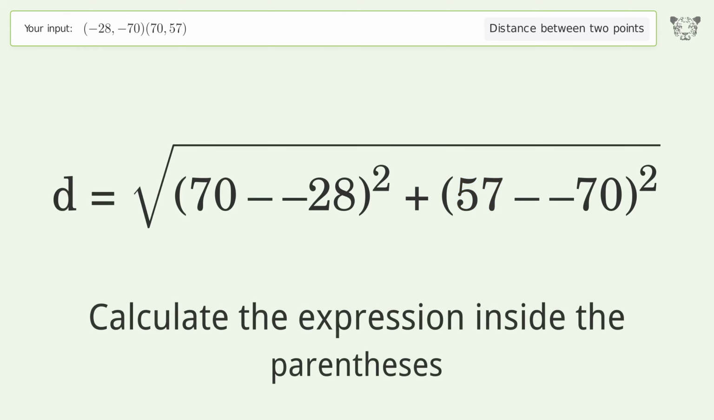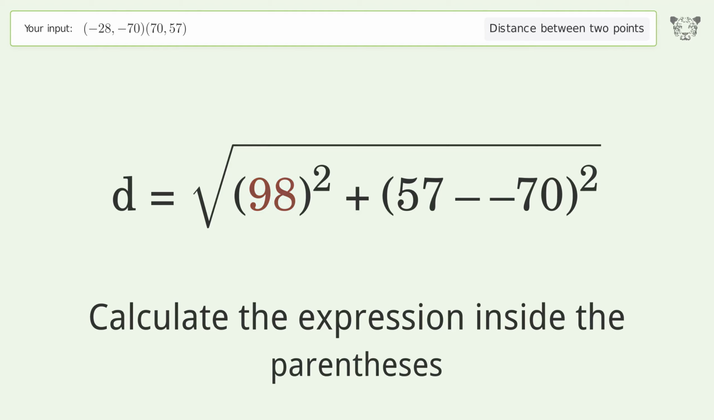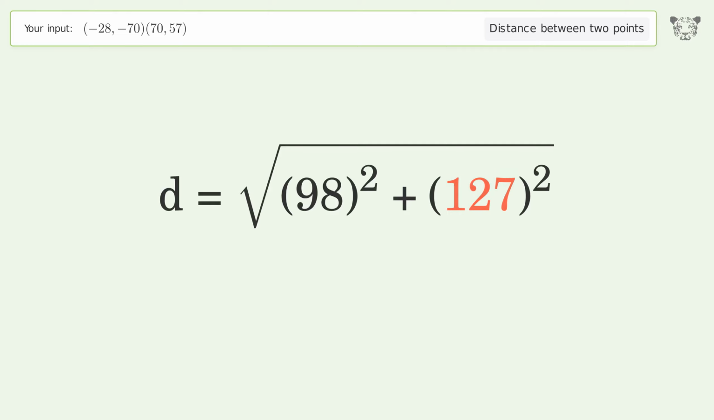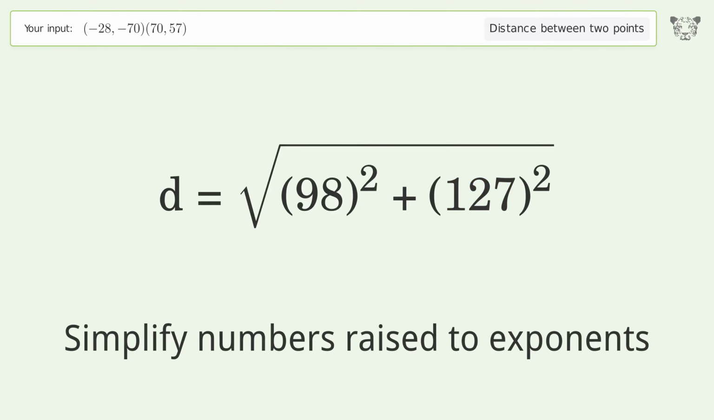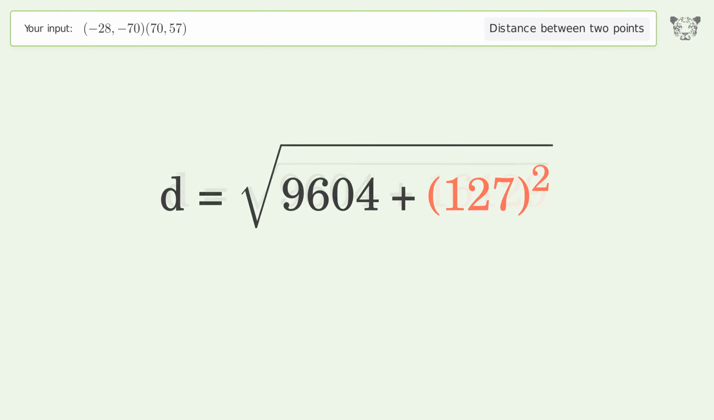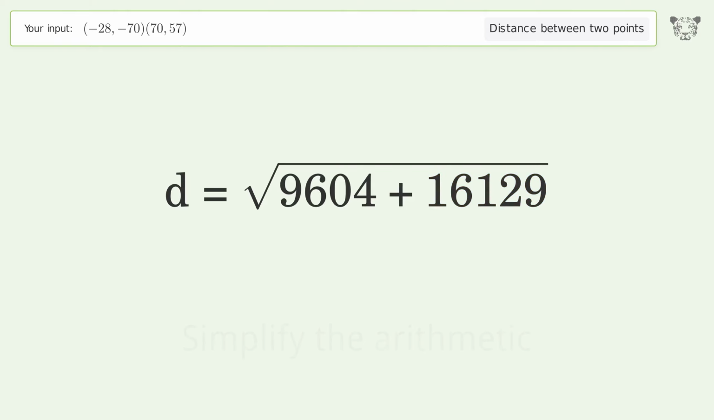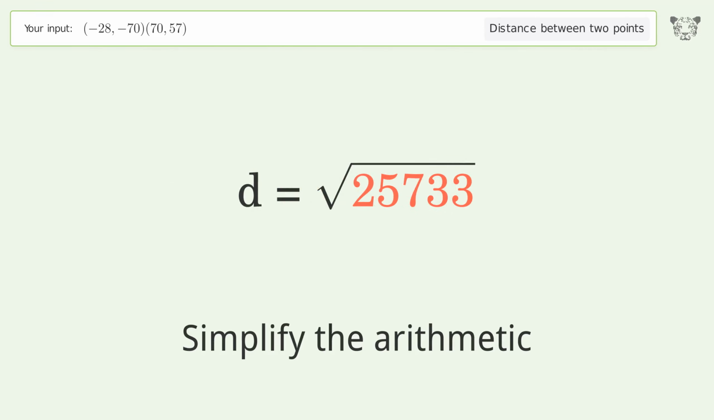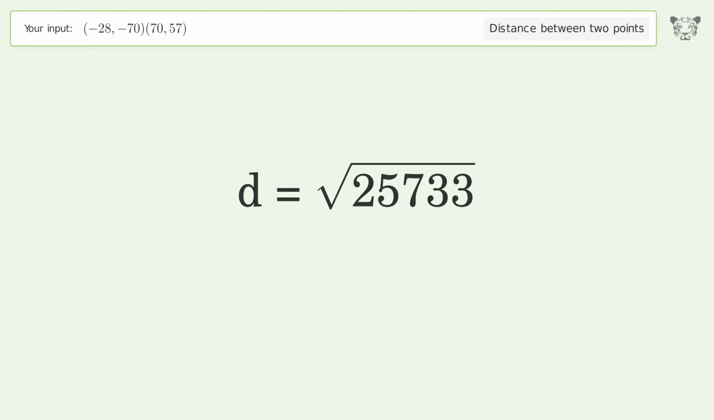Calculate the expression inside the parentheses. Simplify numbers raised to exponents. Simplify the arithmetic. And so the distance between the 2 points is the square root of 25,733, or 160.415.